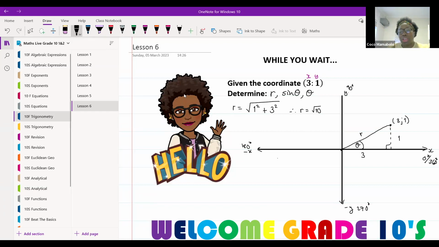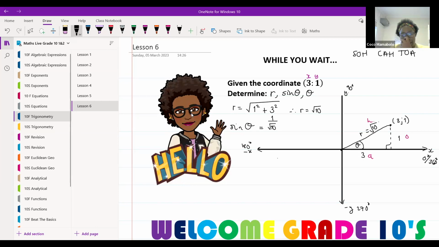Now they want us to look at sine of theta. Now I know that according to SOHCAHTOA, sine is opposite over hypotenuse. So the sine of theta over here is equal to, if I label, this is my adjacent, this is my opposite, and that is my hypotenuse. Sine of theta is equal to opposite over hypotenuse, which is 1 over, not 10, it is the square root of 10. So sine of theta will be 1 over root 10.